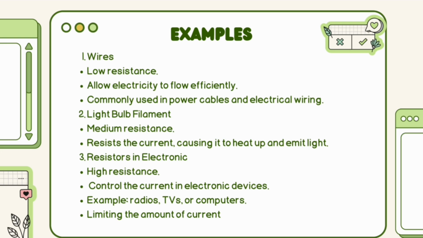Furthermore, a high resistance 10,000 ohm resistor is used in an electronic circuit. Resistors control the current in electronic devices such as radios, TVs, or computers by limiting the amount of current that flows through a particular part of the circuit.